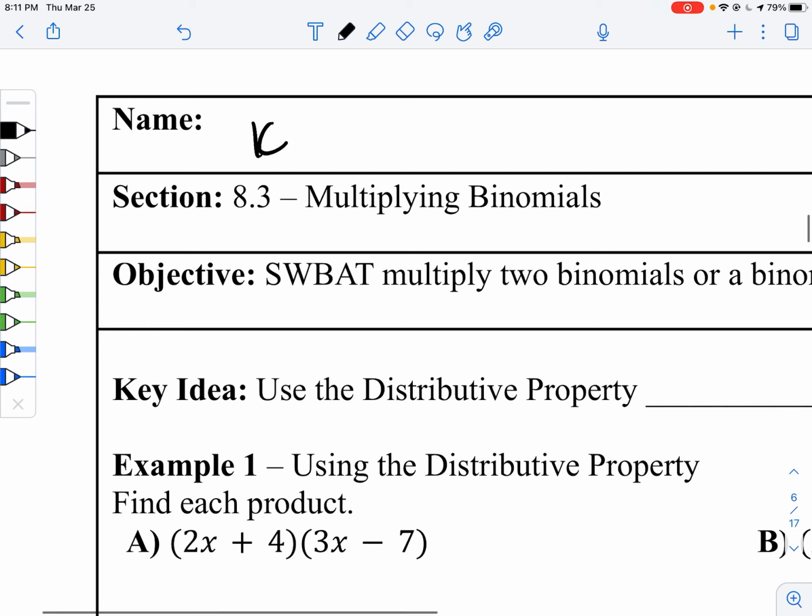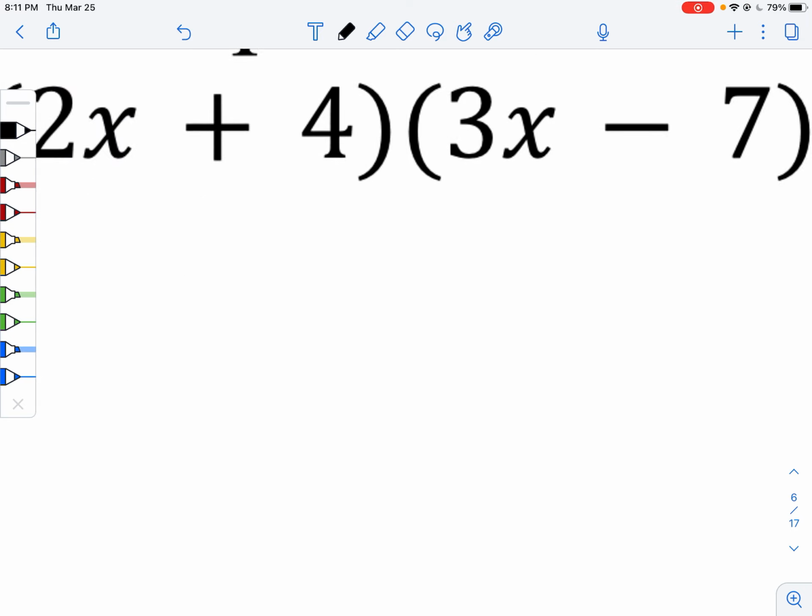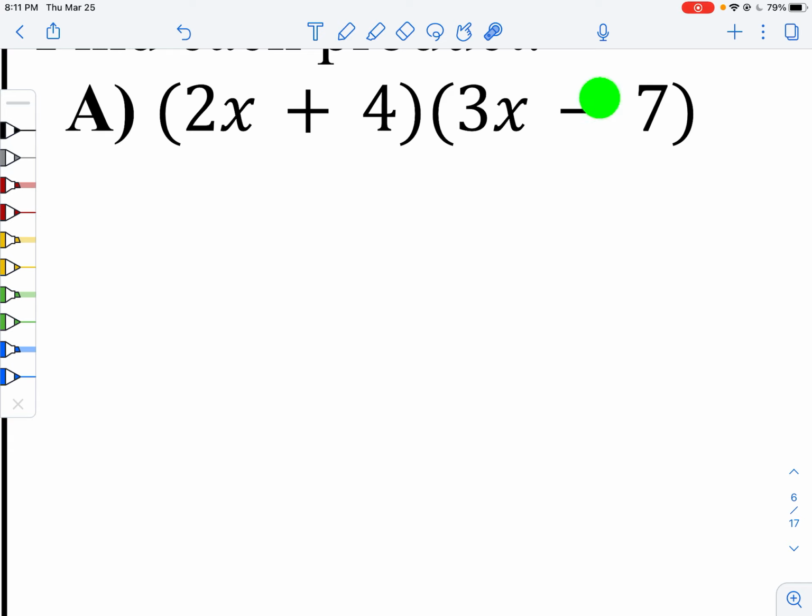Hello there, and welcome to your Chapter 8, Lesson 3 notes on multiplying binomials. Remember, multiply means times, bi means two, and nomials means numbers. So we're going to look at expressions with two numbers in them and multiply them together.